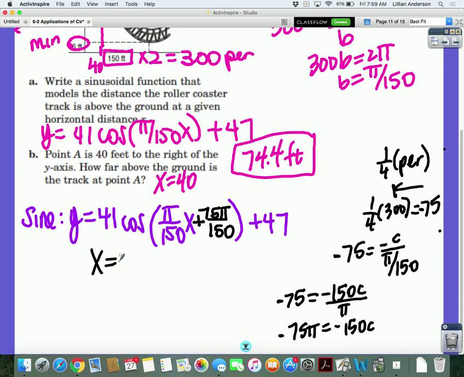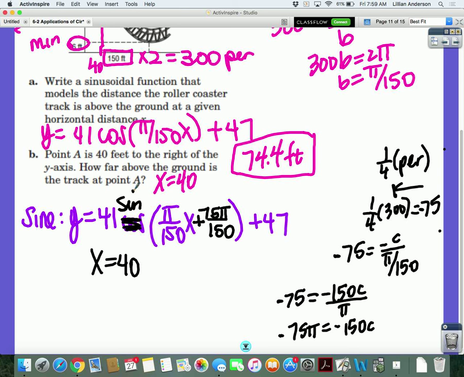if you plug in 40 into this equation, and actually, sorry, this should have been sine. I do apologize, it should have been sine. When you plug it into this equation, you should get 74.4 feet. So go ahead and test that out. Plug in 40 into this equation and see if you get 74.4.